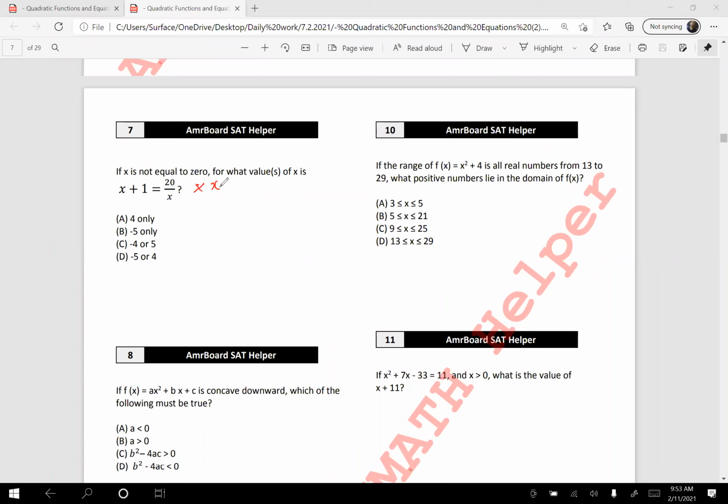Multiply by x. It will be x power 2 plus x minus 20 equals 0. So here x plus 5 and x minus 4. Excellent. So x equals negative 5 and x equals 4. Negative 5 and 4. Which one? D, doctor.